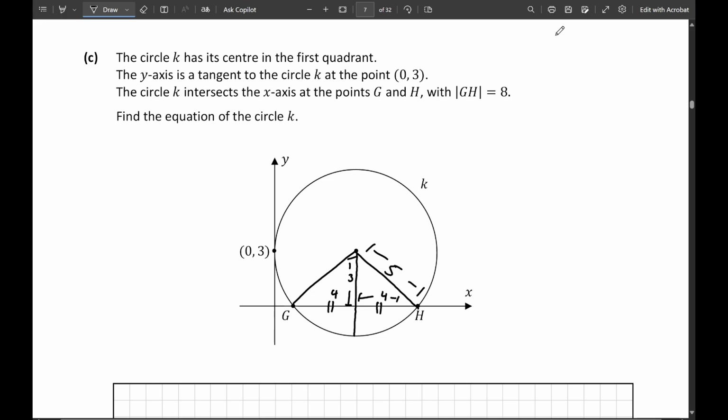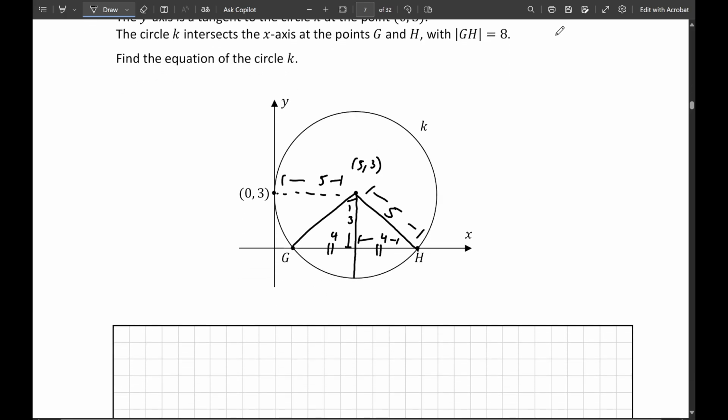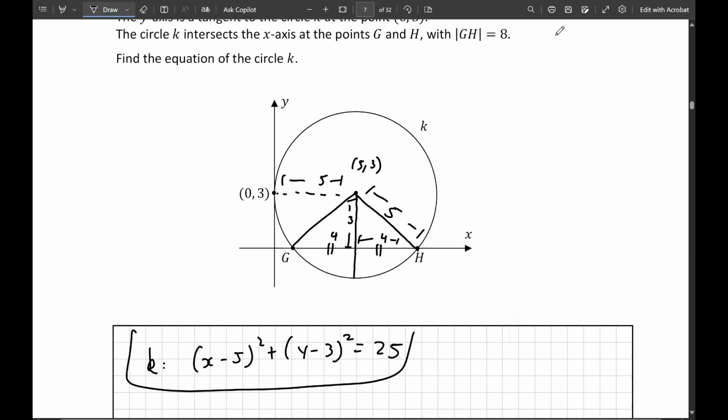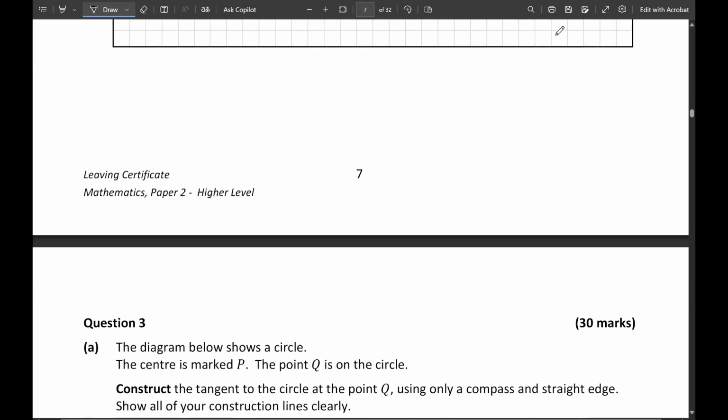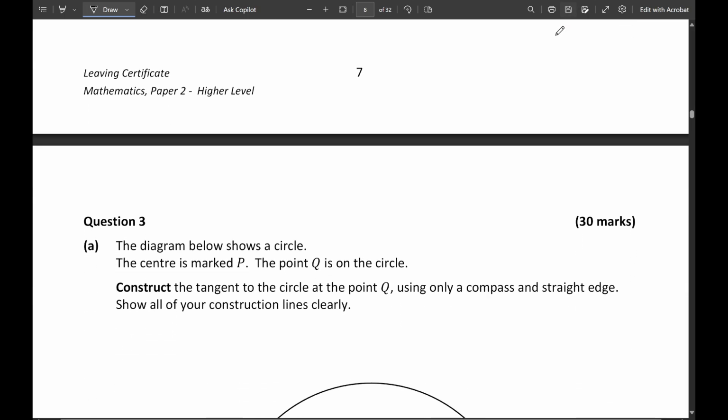Okay, brilliant. So if we match from here, it will have its center as something, 3, but this distance is also 5. So its center will be (5, 3). So K therefore has the equation x take away 5 squared plus y take away 3 squared is 25. That is the equation of circle K. Not to be confused with the petrol station.